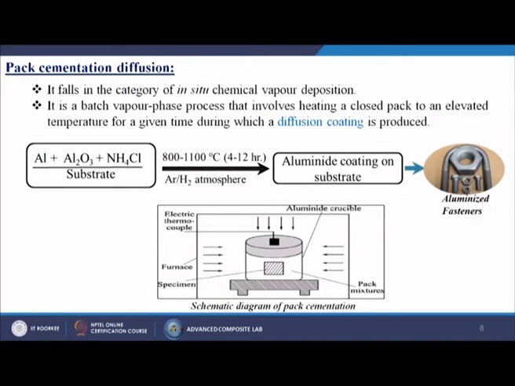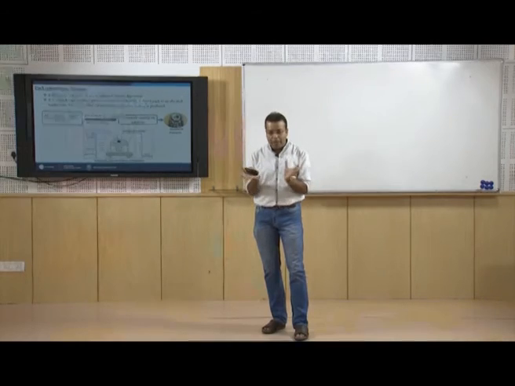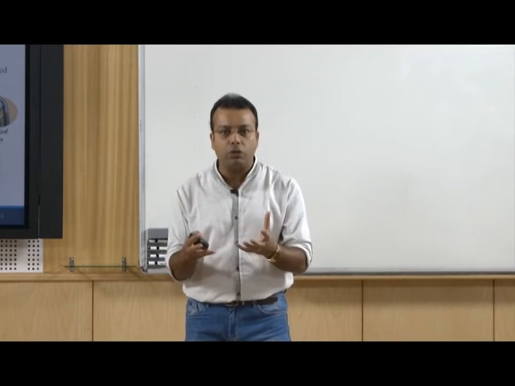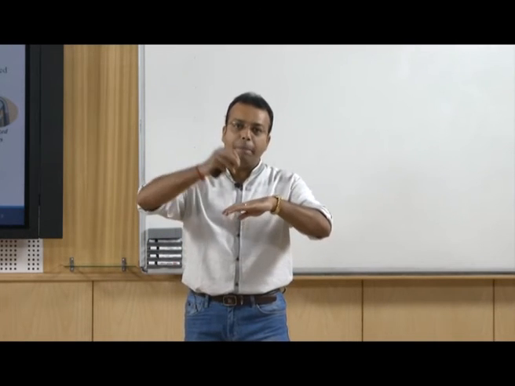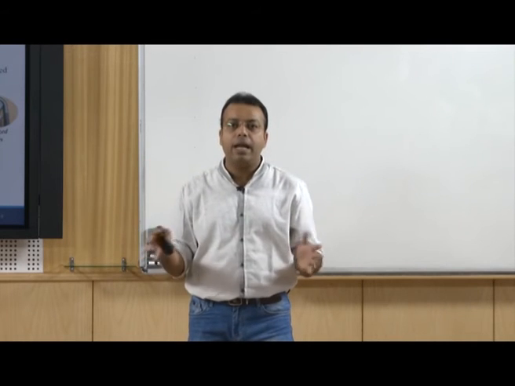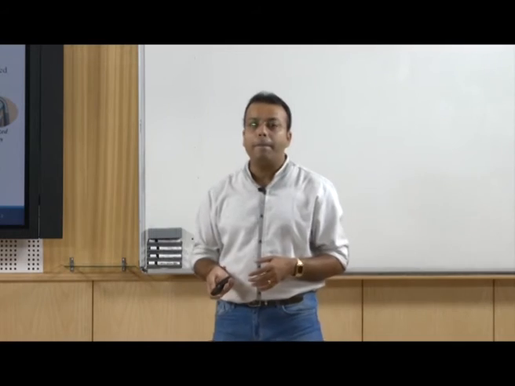Next one is pack cementation diffusion. First, let us know what the pack cementation process is. This process comes under the category of in situ chemical vapor deposition. It is a batch vapor phase process that involves heating a closed pack to an elevated temperature for a given time, during which a diffusion coating is produced. That means we mix several materials in a packing form, keep them onto the substrate itself, then apply a certain temperature in a controlled atmosphere, and by this we do the coating onto your base metal.